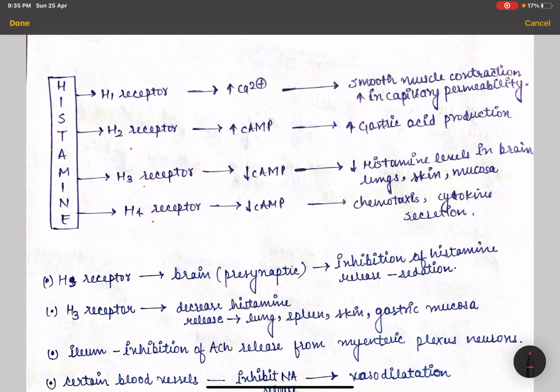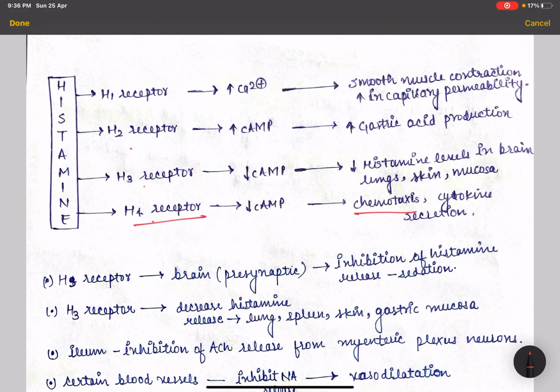So 4-methylhistamine was considered to be a specific H2 agonist, but now it has selectivity for the H4 receptor, so it is now labeled as an H4 agonist. And H4 receptors are chemotactic agents as well, and they play a very big role in allergic inflammations.